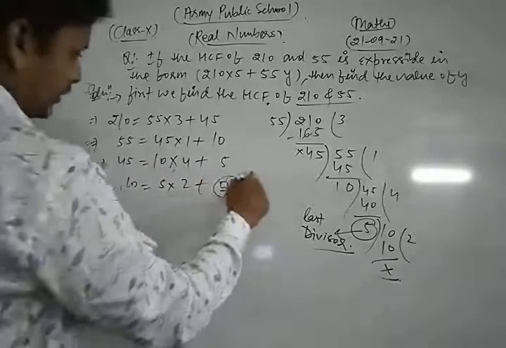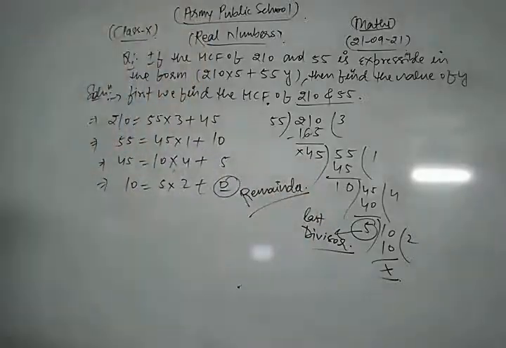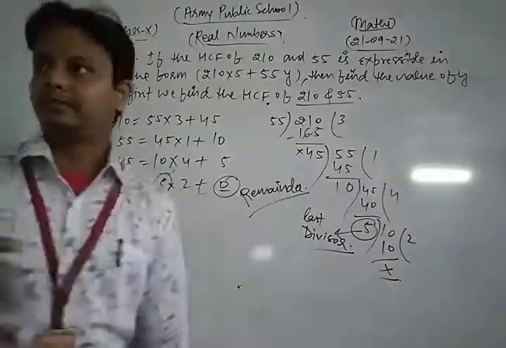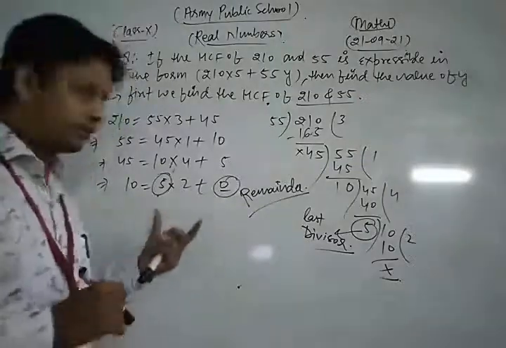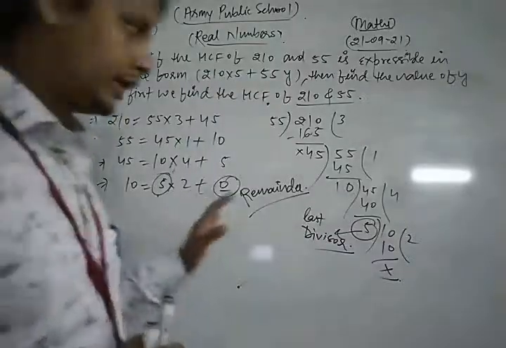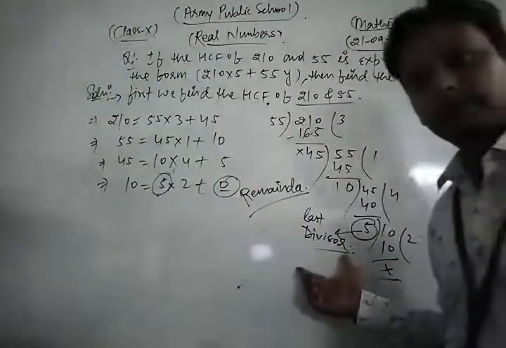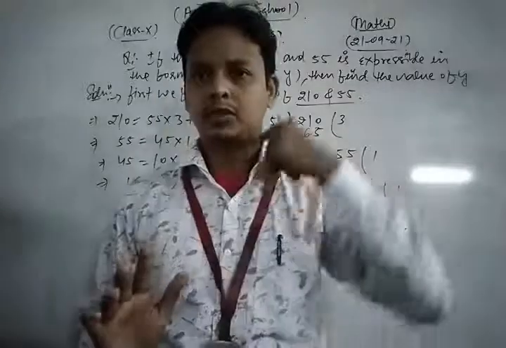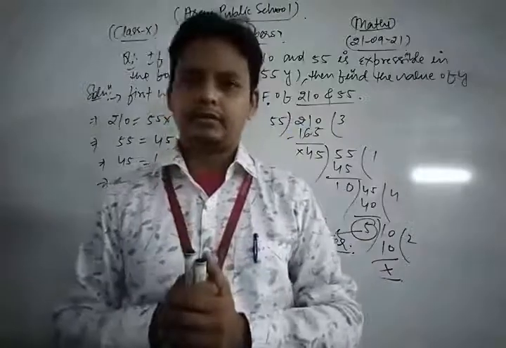So now the remainder becomes 0, and the last divisor is our HCF. So first of all, we find the HCF of the given numbers 210 and 55. Dear students, here we cleared the concept of HCF by Euclid's division lemma and by the division method. So in this way, you find the HCF of the given numbers.